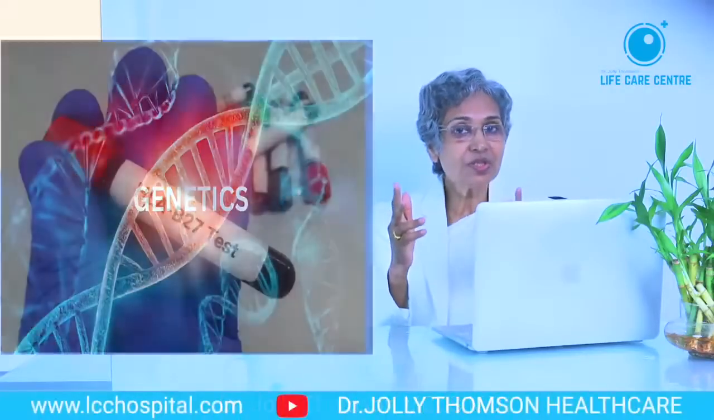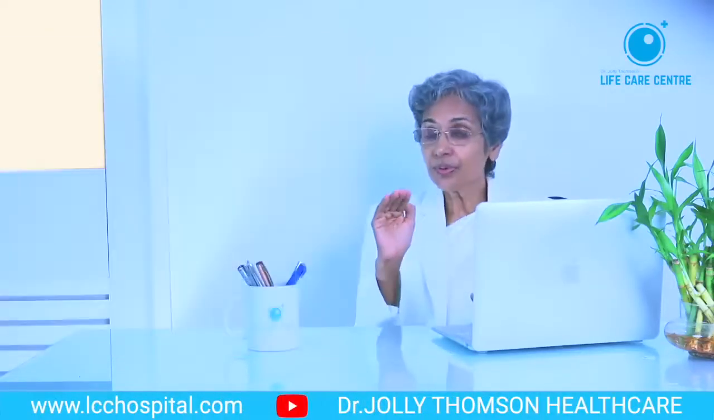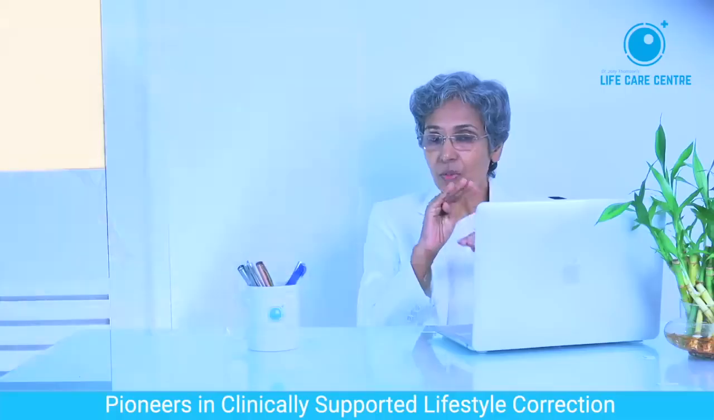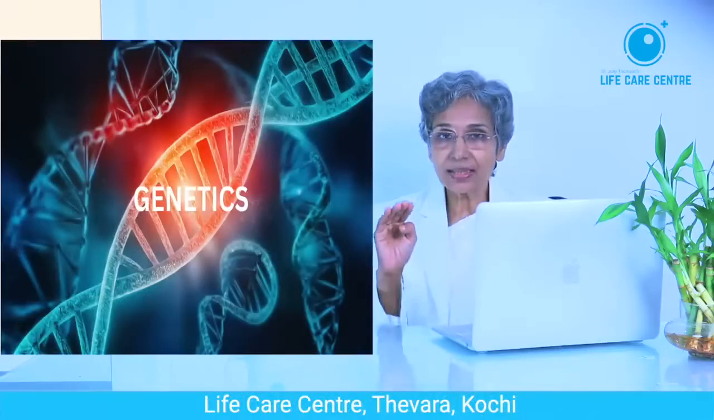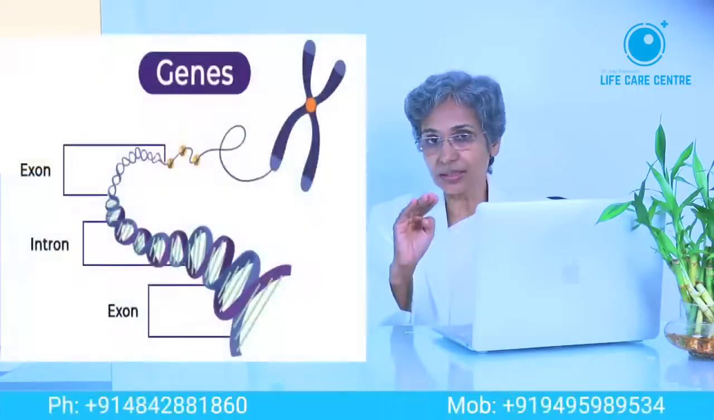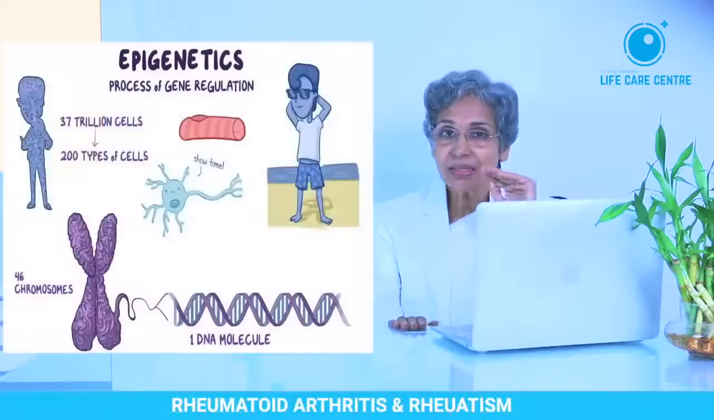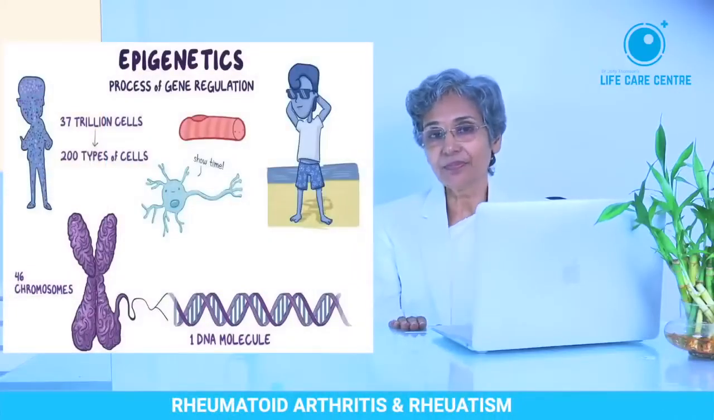Even if you are HLA-B27 positive, if you are leading a healthy lifestyle, you will not get the disease, because there are so many more factors than genetics which are switching genes on and off. Together we call that epigenetics. So these epigenetic factors we can modify.